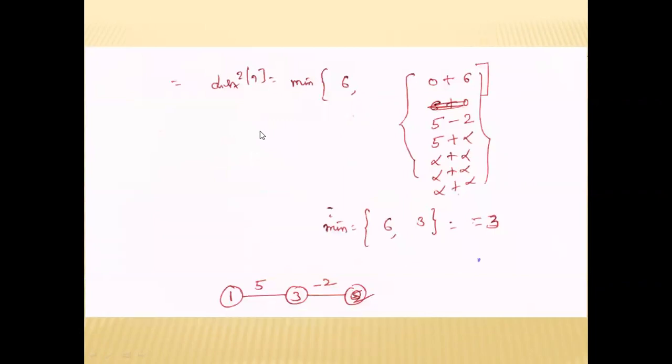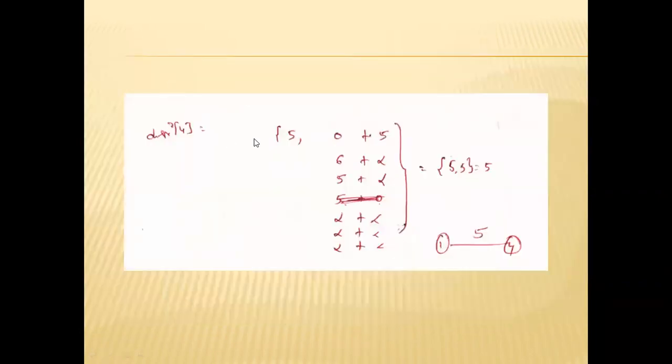Next you are calculating distance square 4. Distance square 4 means, suppose you are calculating distance power 4. We are finding the shortest path from 1 to 4, but there is no two-edge path possible. That is, two edges is not possible for the given graph.